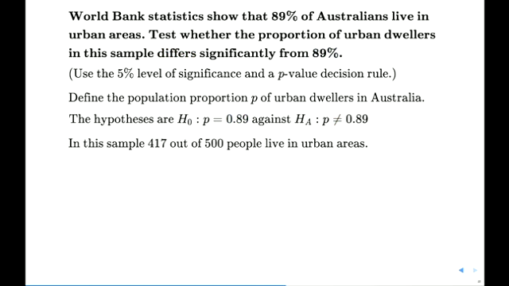All right, what evidence do we have in our sample? Well, we have 417 city dwellers in this sample out of a total of 500. So that tells us what the sample proportion is. There's enough information to work out that sample proportion. It's 417 out of 500, which gives us 0.834. So the 0.834 is the proportion in the sample, and we're comparing that to 0.89 as the possible population value, because that's what we're interested in testing.